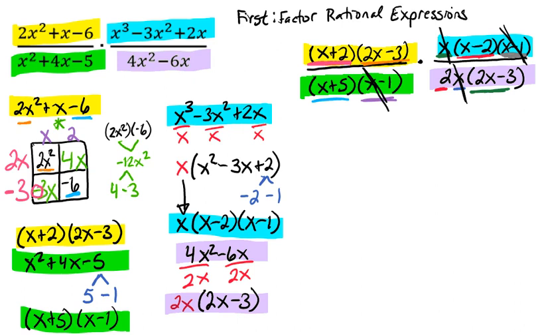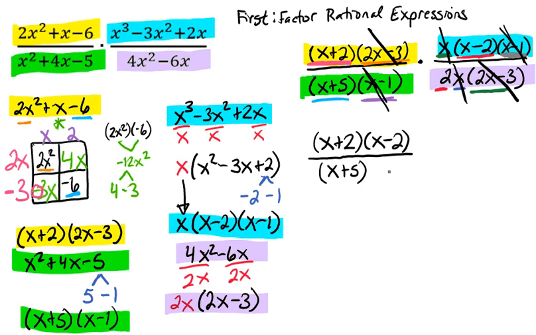Okay, so now we can also see that we have a 2x minus 3 that matches in the denominator and the numerator as well. So now we're ready to write what's left. So we have an x plus 2 left on the top and an x minus 2 left on the top. And in the denominator, we have an x plus 5 left, and we have a 2 left. Don't forget about that too. We didn't cross that out.